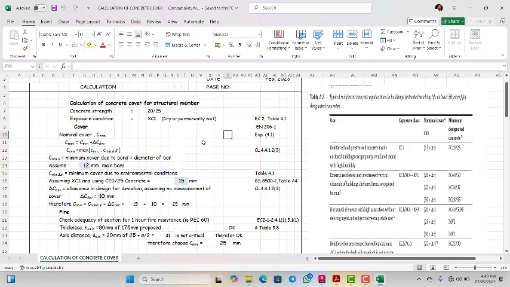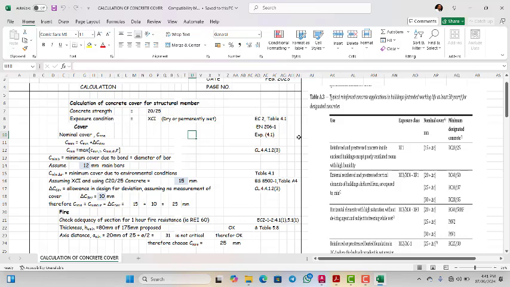So the first thing that you have to consider when you want to provide a concrete cover for your structural element is the concrete strength. What strength of concrete are you going to use for your structure? Now, the next thing that you will consider is exposure condition. Eurocode 2 table 4.1 has actually listed out the exposure conditions.